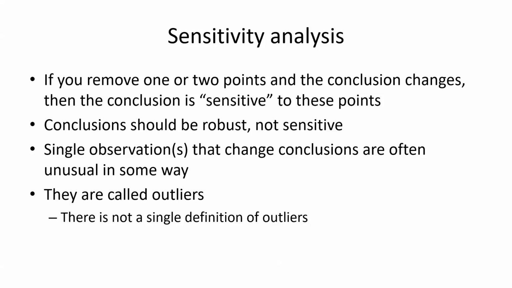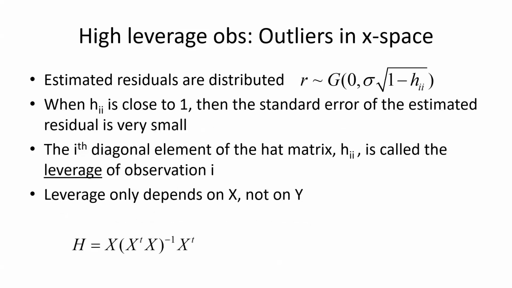And single observations that change conclusions are often unusual, and they are called outliers. There is, unfortunately, not a single definition of outliers. And today we will look at high leverage observations, and these are outliers in X space, not in Y, in X space.